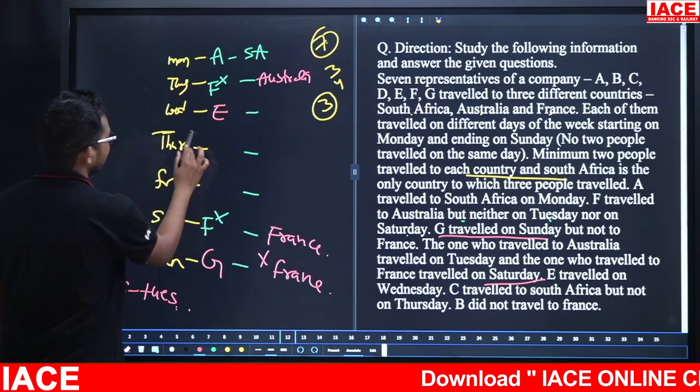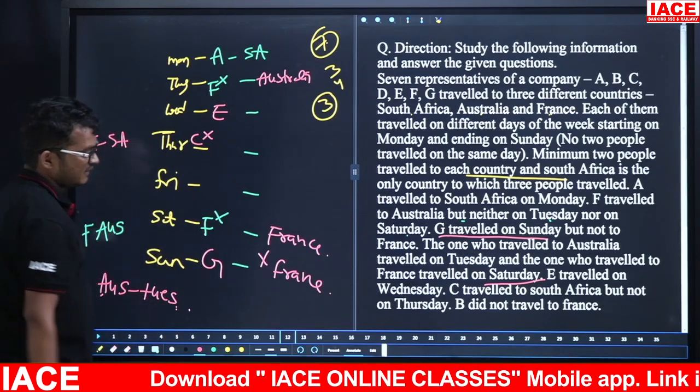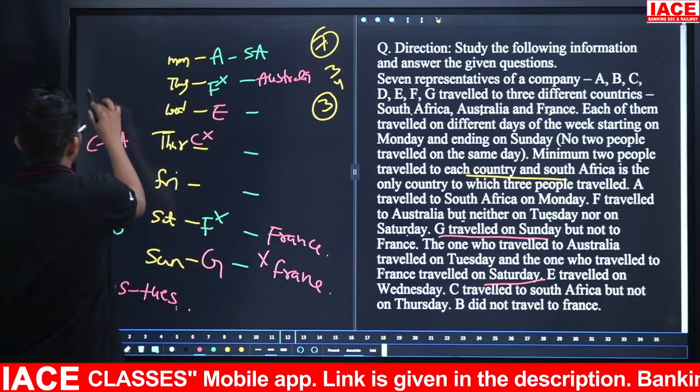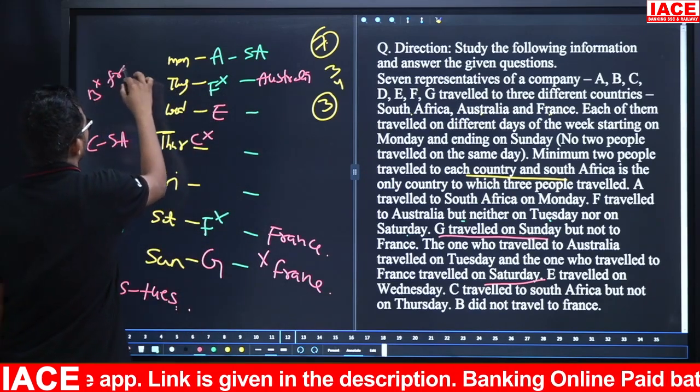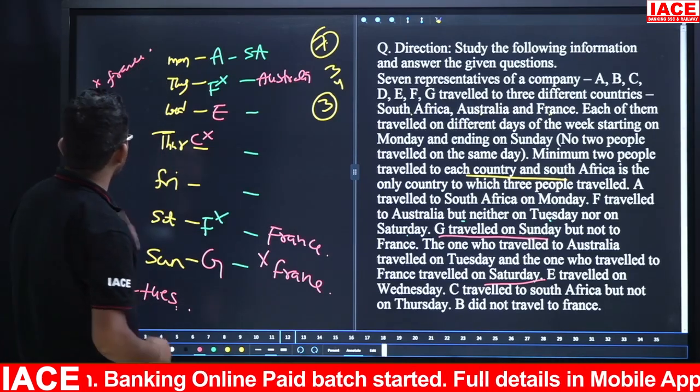For C here, Thursday, no chance, but C has traveled to South Africa. Next one, B did not travel to France. For B, France, no chance. Yes. So friends, this is the entire given data. And friends, once you observe here, take C, South Africa.